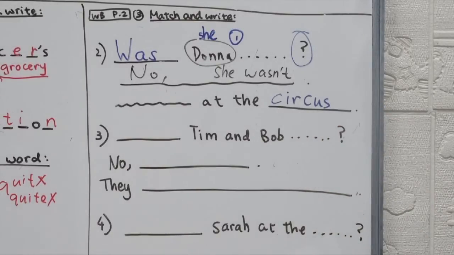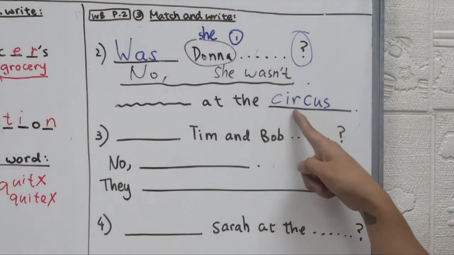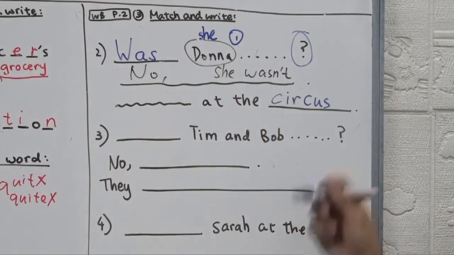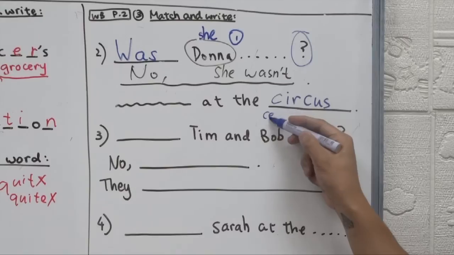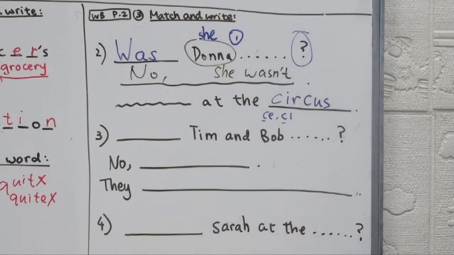C-I-R-C-U-S. Very good. And we can find that in our student book, page 18. Again, when we have the letter C with E or the letter C with I, it sounds like the letter S, right? Circus.